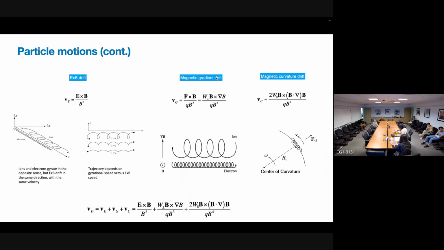And now we consider a non-uniform magnetic field. If the magnitude of the magnetic field changes, you will have the gradient drift going like this. And if the field line is curved, you will have a curvature drift, which can be described like this. Those are the very well-known drift velocities that contribute to the perpendicular part of the particle motion.